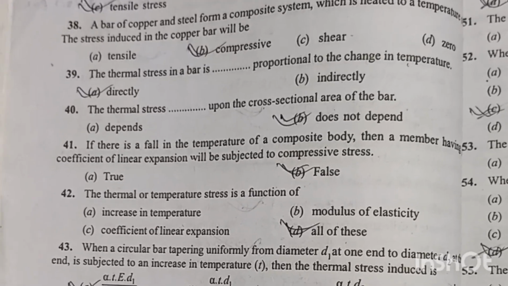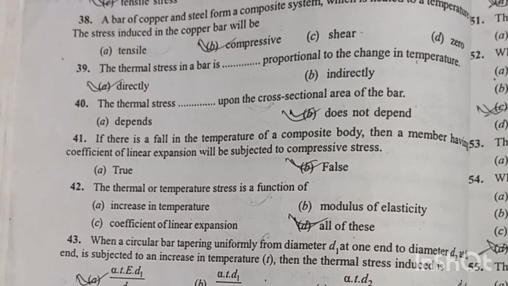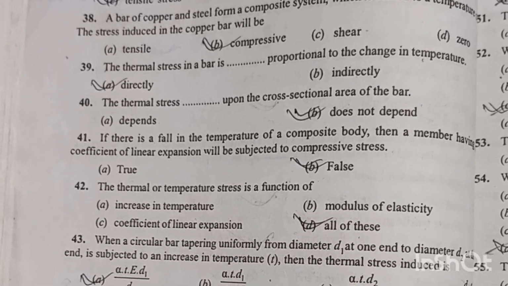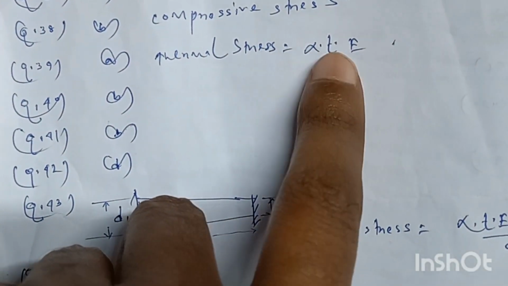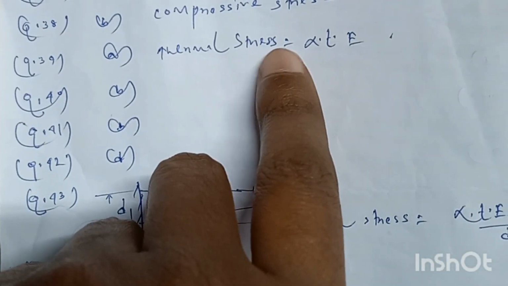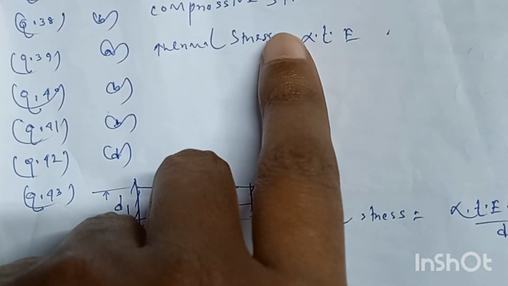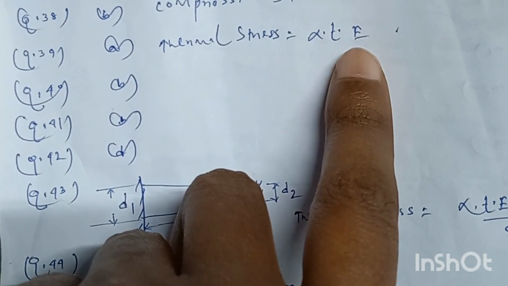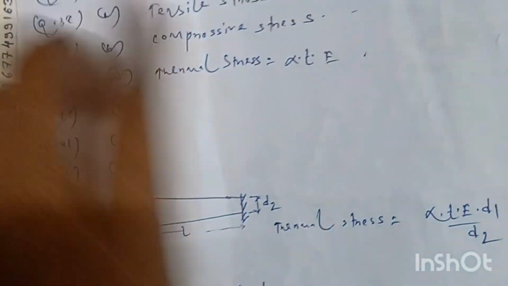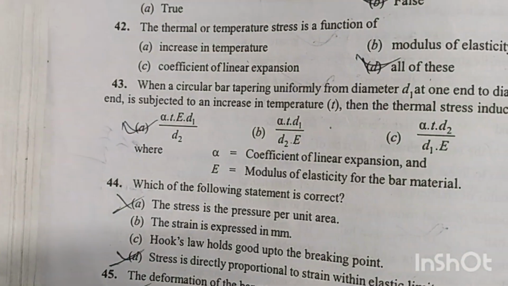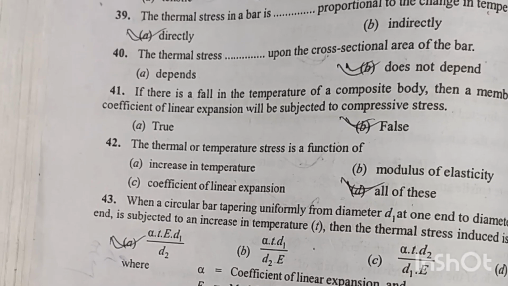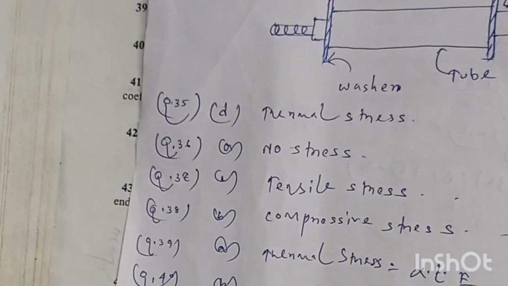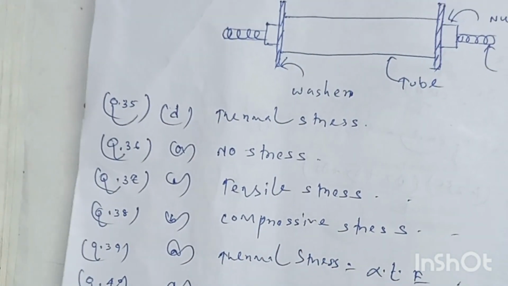Question number 39. The thermal stress in a bar is directly proportional to the change in temperature. Option A is correct, because we know the relation thermal stress equal to alpha T into E, where alpha is the linear expansion of the material, T is the change in temperature of the material, and E is the Young modulus of the corresponding material. Next question, question number 40. The thermal stress, option B is correct answer, does not depend upon the cross section of the bar, because you know the formula, thermal stress equal to alpha into T into E.